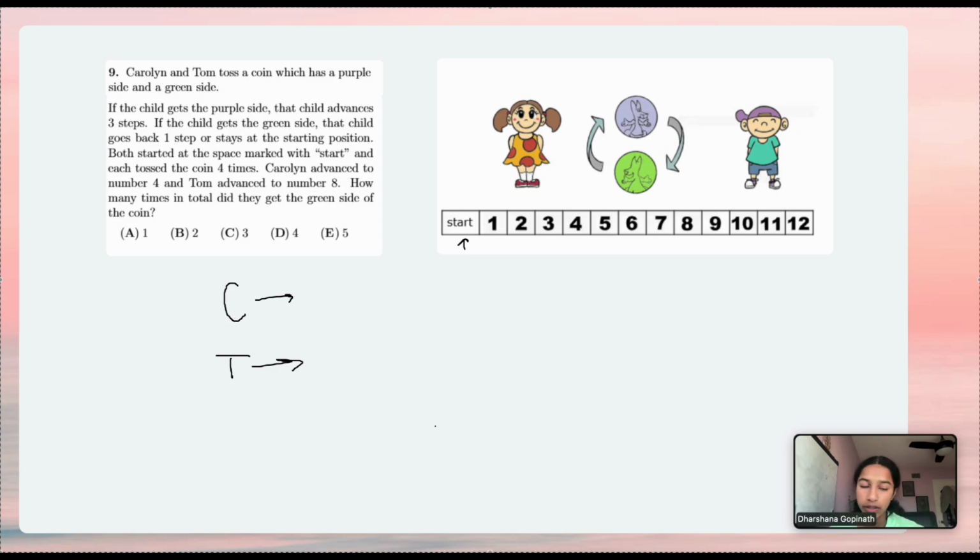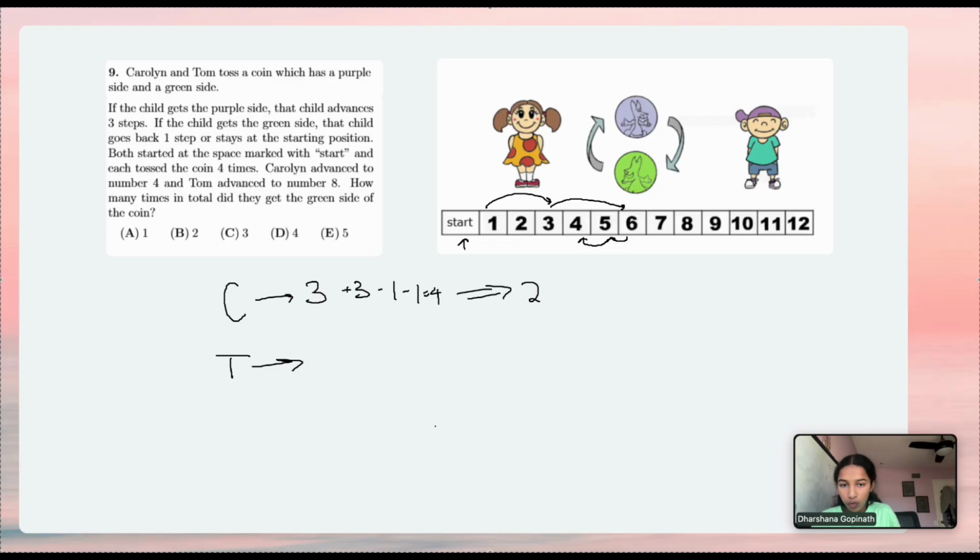So if Carolyn went to space 4, that means she got the purple side twice and got the green side twice. And that can be represented with 3 plus 3 minus 1 minus 1, because she went forward 3 spaces, forward another 3 spaces, but then had to go back twice because she got the green side twice, which is 4. Now, it doesn't really matter what order she got those in, just that she got the green side twice.